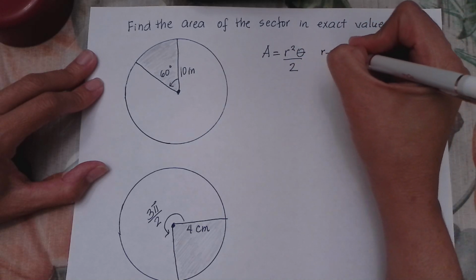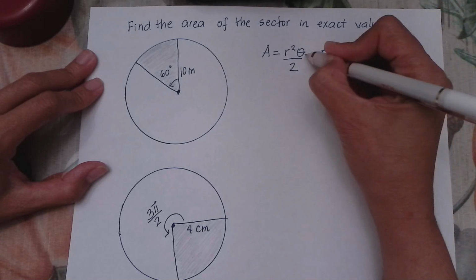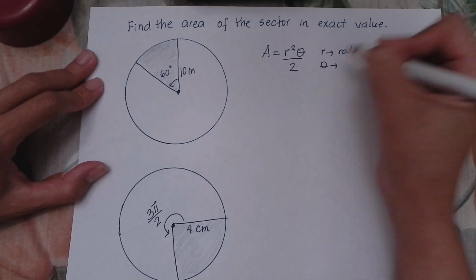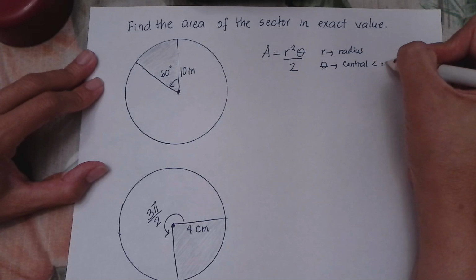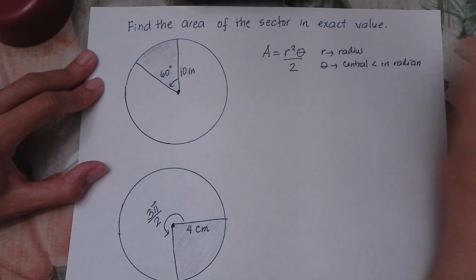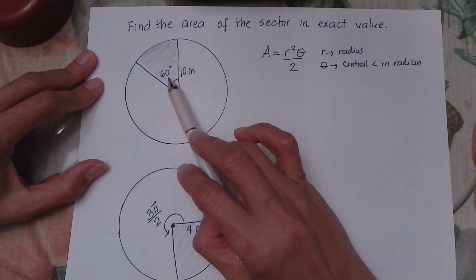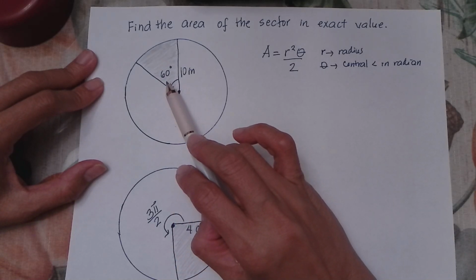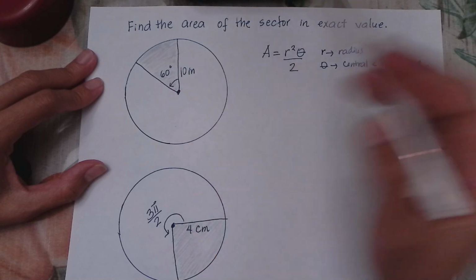R in here is the radius, and the angle theta is the central angle in radian. So in this particular given, we're given the central angle 60 degrees. So we need to convert this first in radian.